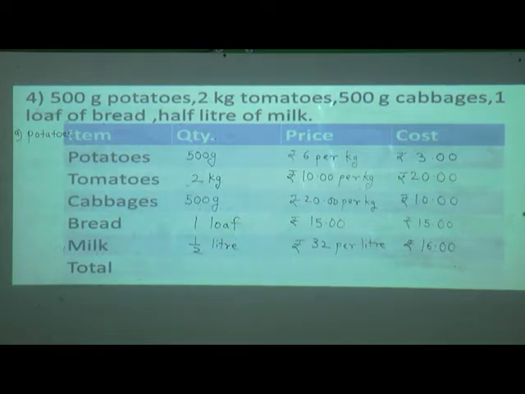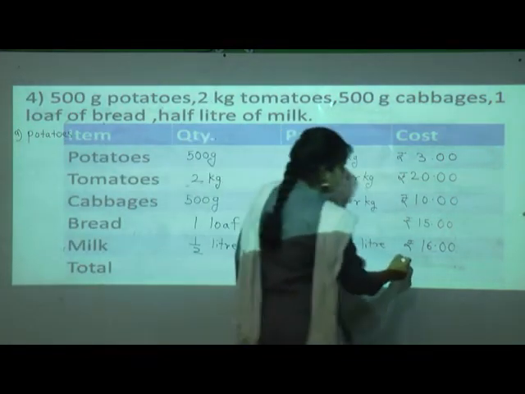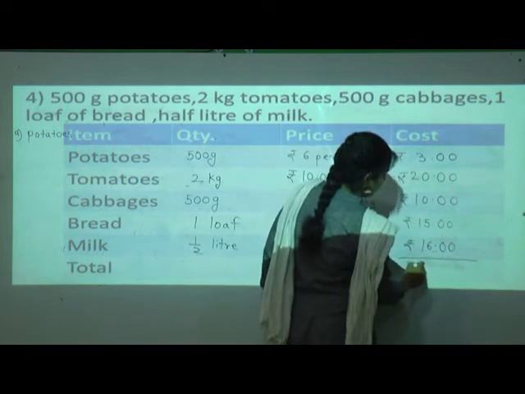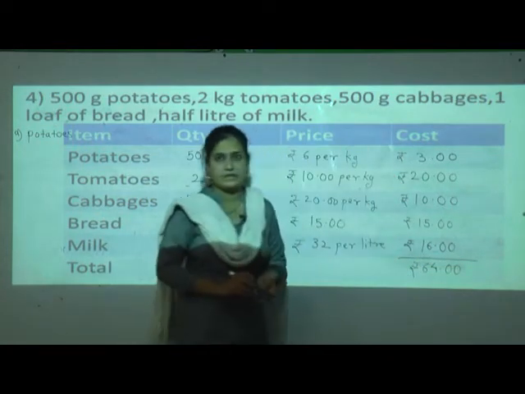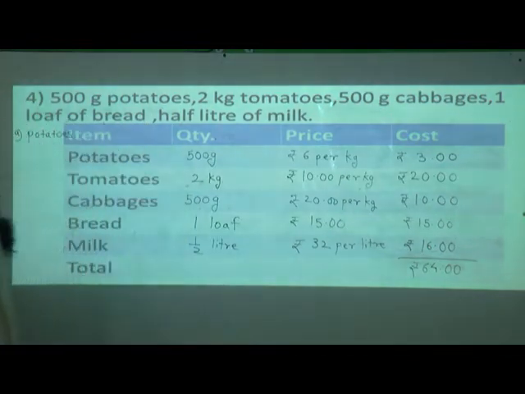Now students, see here what you have to do now. Just add all these costs. Okay. Just add it and tell me the answer. Yes students, very good. Here rupees 64. The total is rupees 64. So all of you understood this? Okay.